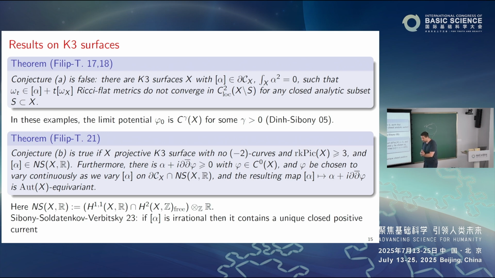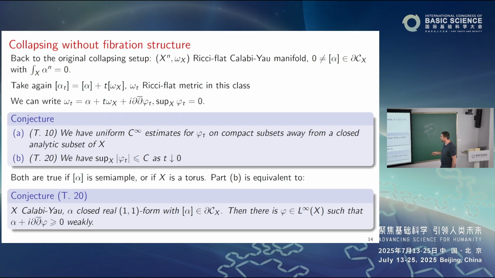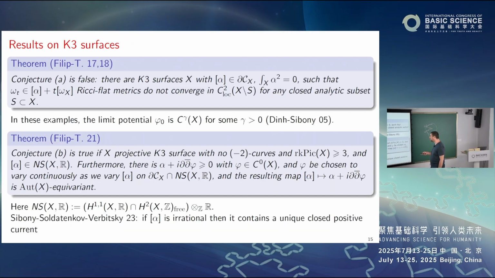So the first conjecture is false. The fact that you approach along a straight segment a different point, these two are not the same, makes a huge difference in the results, even though the PDE looks kind of the same superficially. And the second one was, okay, give up smooth estimates, can you at least get a global L infinity bound? And the second one is true with extra assumptions on K3 surfaces.